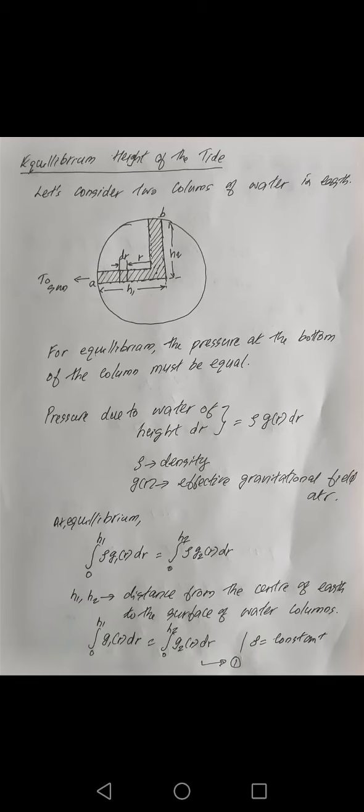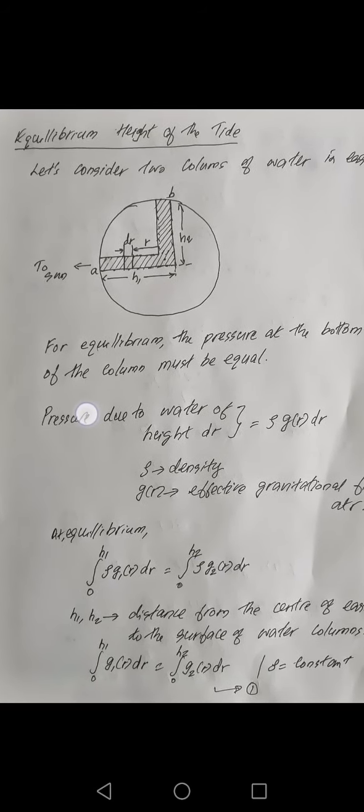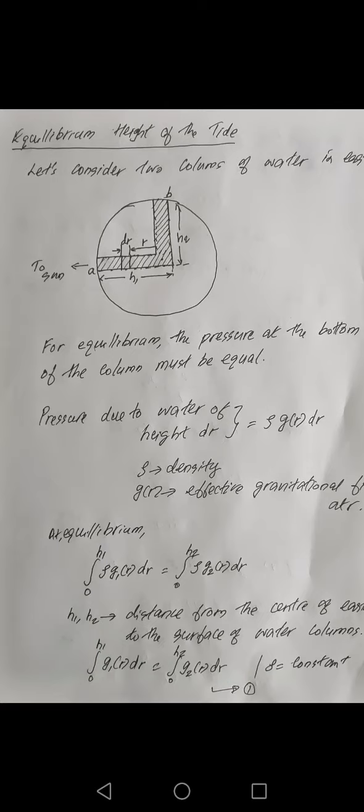Now let us calculate what should be the equilibrium height. So what should be the height of the tide? That is another question. What we conclude is, the tide forms due to the gravitational field of sun and moon. Even though I have not mentioned the moon, I will come to that point later. Here we are going to see what should be the equilibrium height.